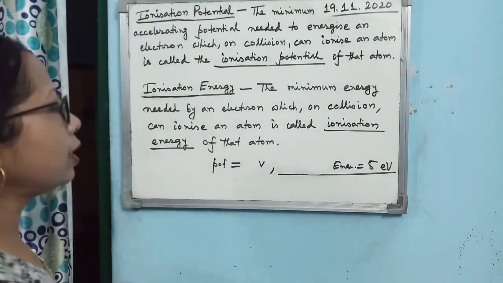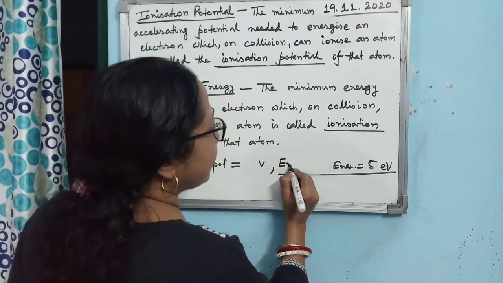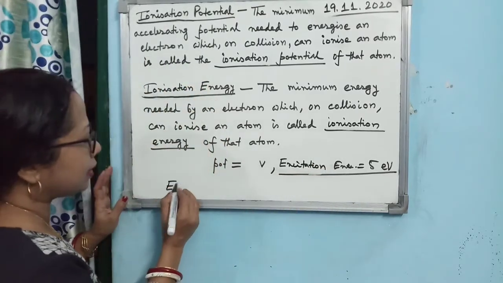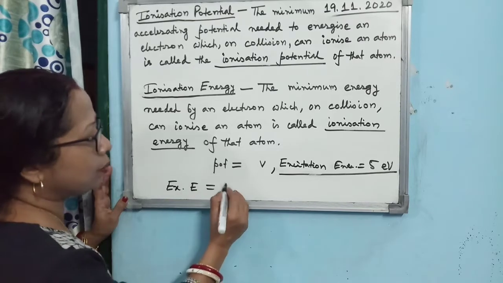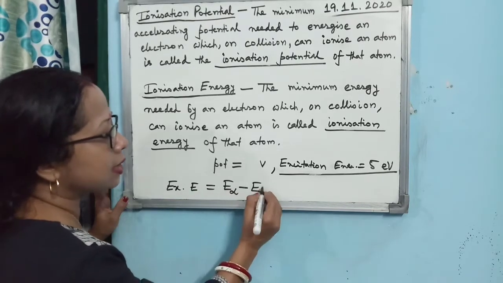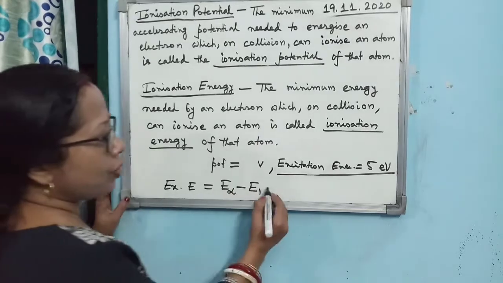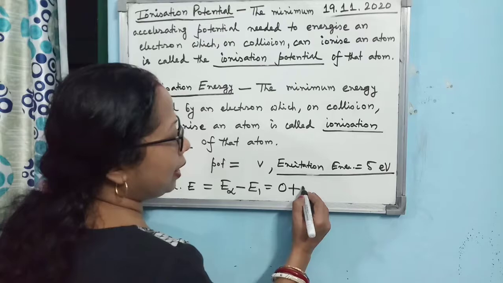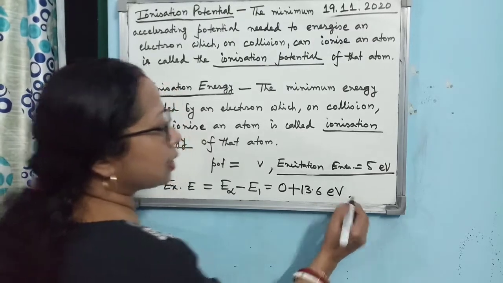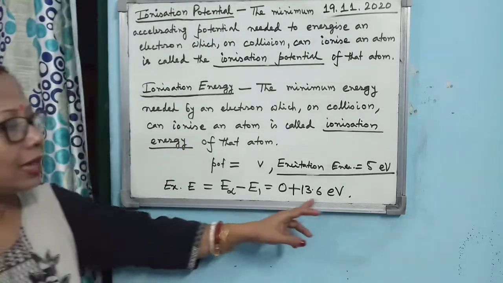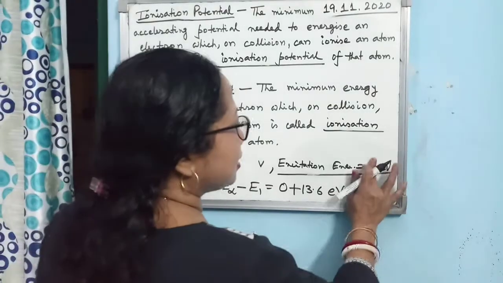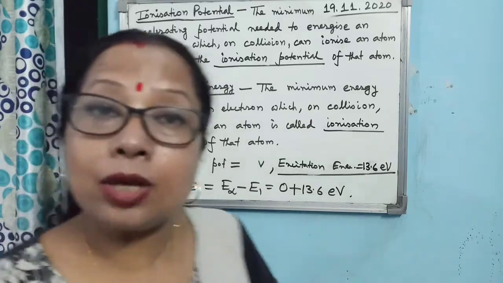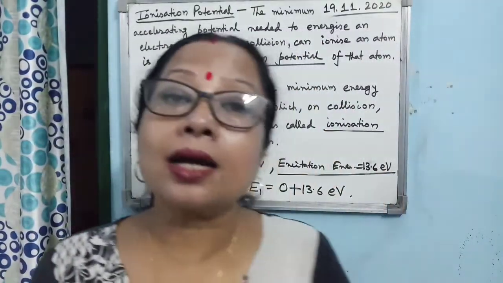Otherwise not. So you see, what is the excitation energy? Remember, if I write it, it will be E infinity minus E1. So E infinity is how much? 0. And E1, if you put the value, it comes plus 13.6 electron volt. So this is the excitation energy. Excitation energy of any atom is always equal to plus the ground state energy.